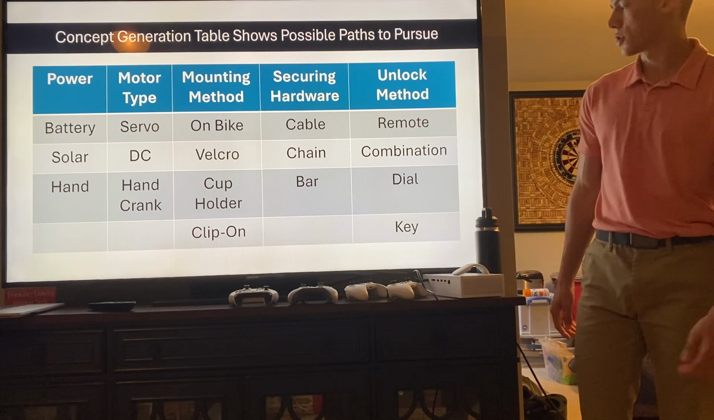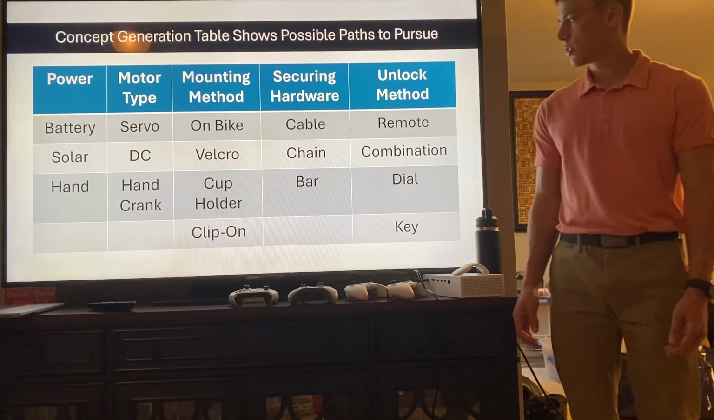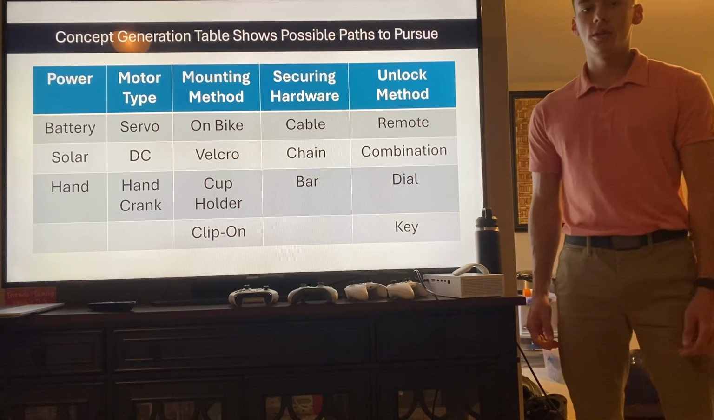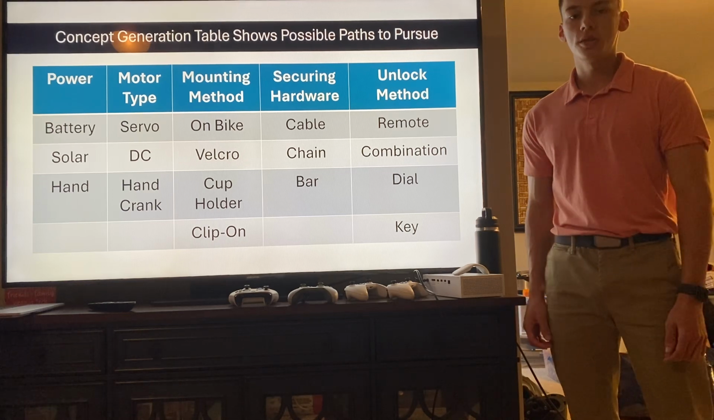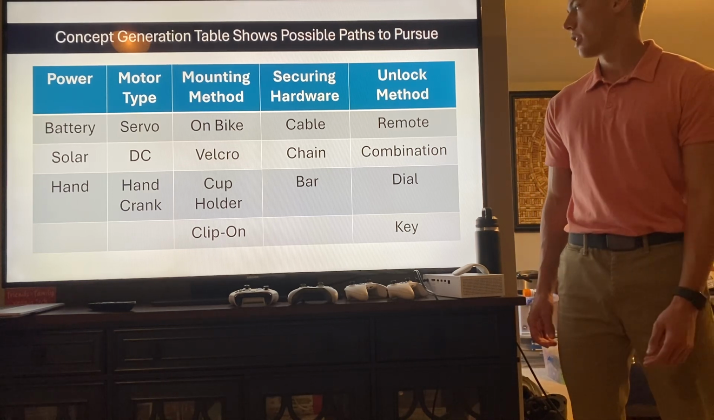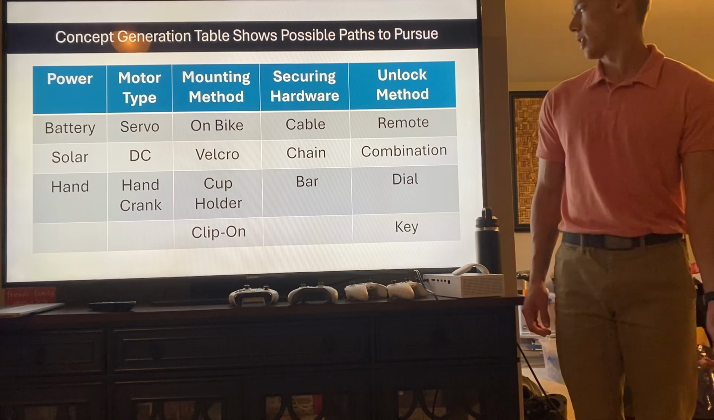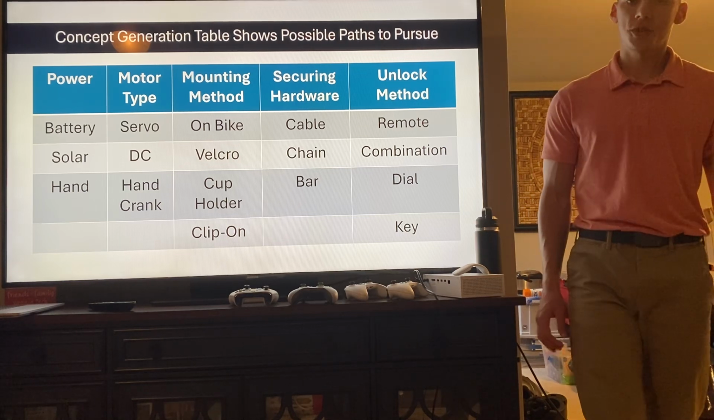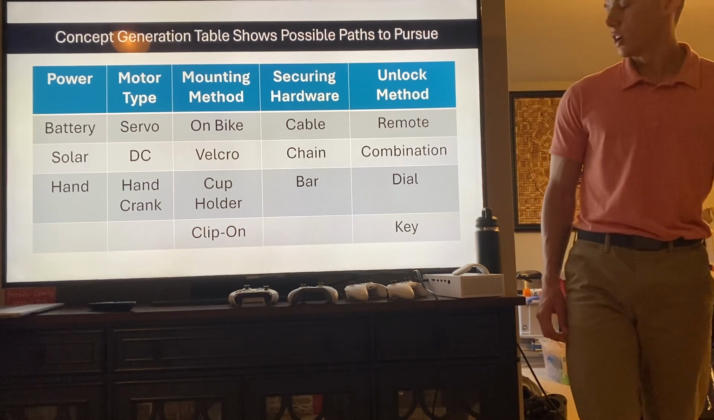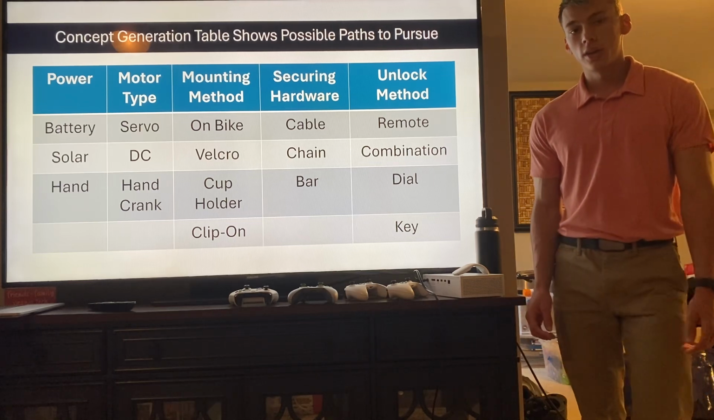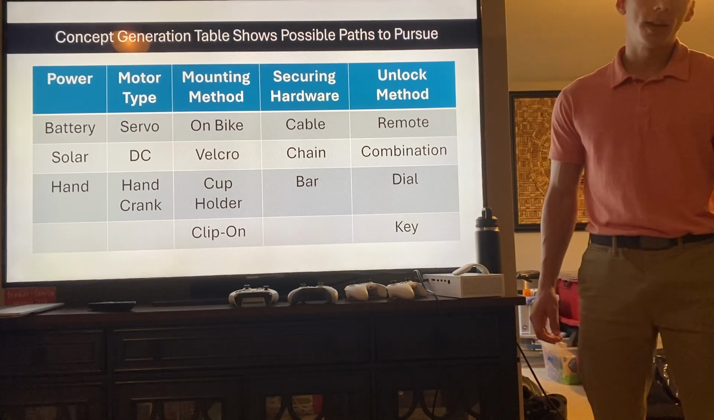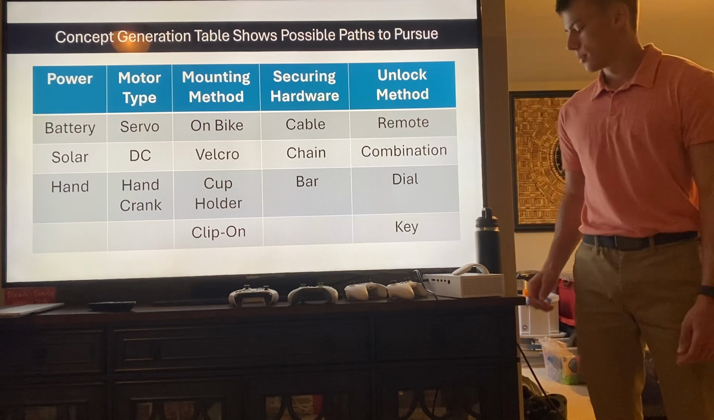The next thing that we have is our securing hardware, which is the physical barrier which keeps the bike locked up. And our three options are a cable, a chain, and a bar. And then we have our unlocking method, which releases our securing hardware. And those four options are remote operated, unlocked by a combination lock, a dial lock, or a key and a lock.